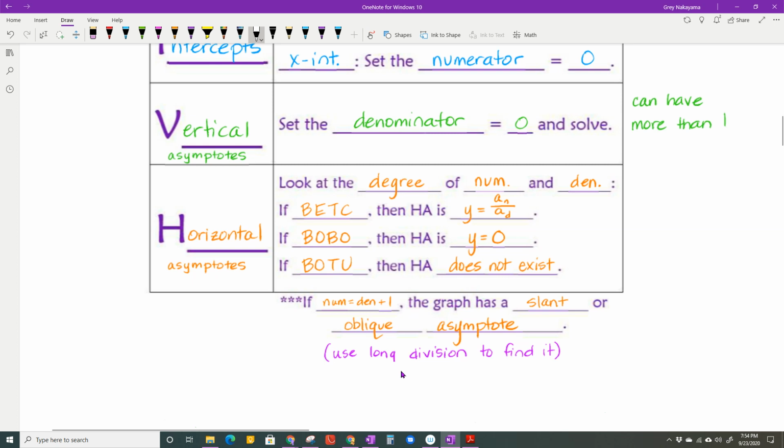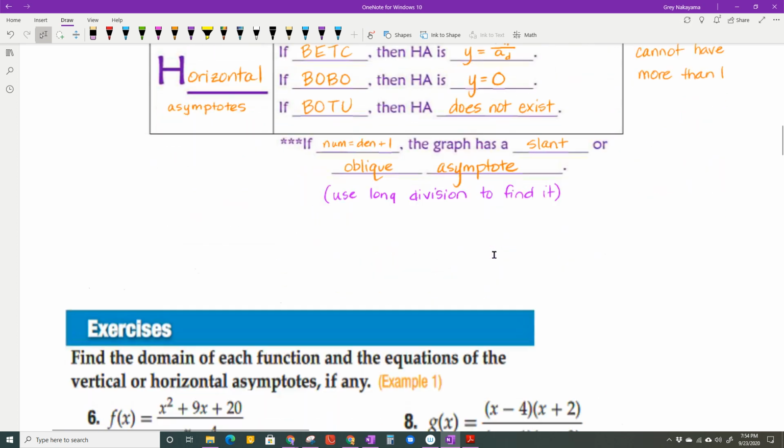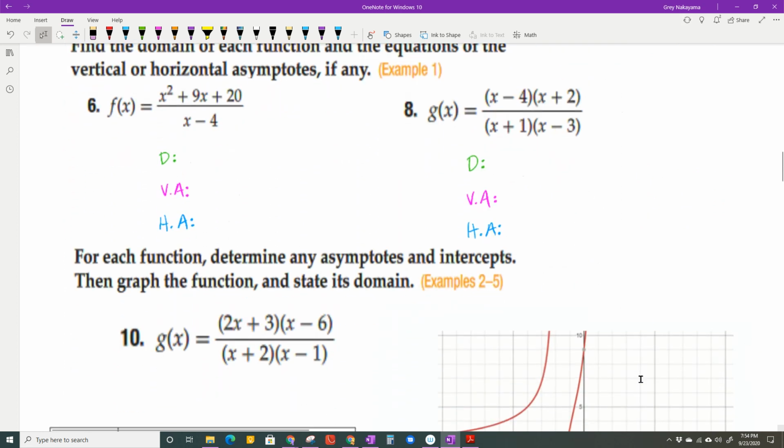So one last thing before we go do some examples. Vertical asymptotes, you can have more than one, but a horizontal asymptote, you will have one or none. So you can't have more than one when you do that. Okay, so let's go look at these problems.